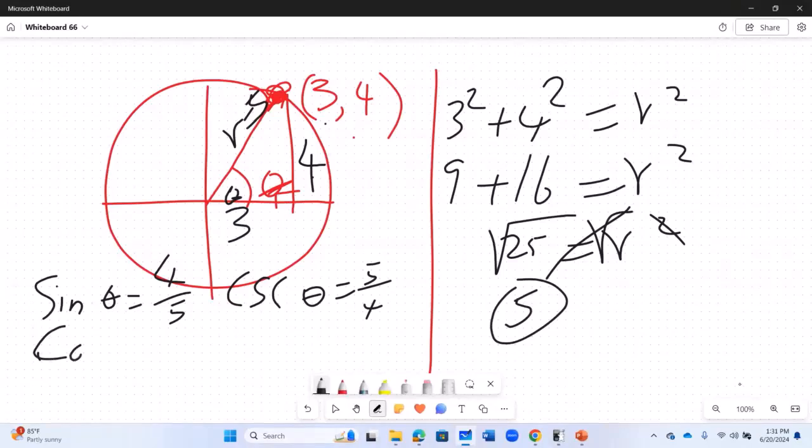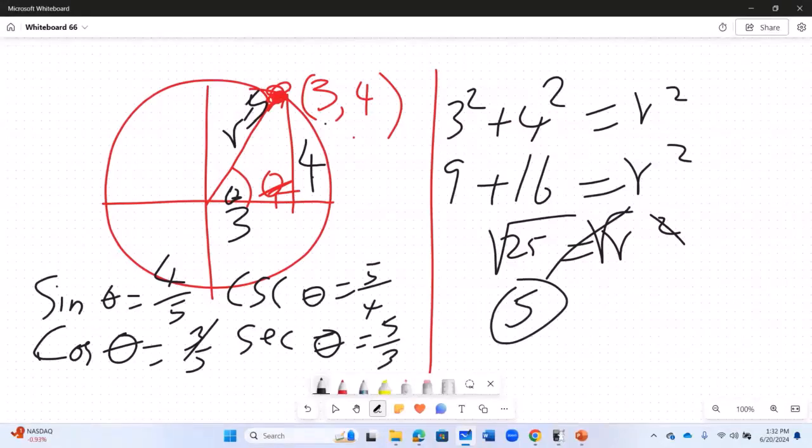Cosine theta, I'm told to find the 6 trig ratios of this angle that is in the standard position and has a terminal at 3, 4. Cosine theta is adjacent to theta over hypotenuse, 3 over 5. Therefore, secant theta is the reciprocal of 3 over 5, which is 5 over 3.